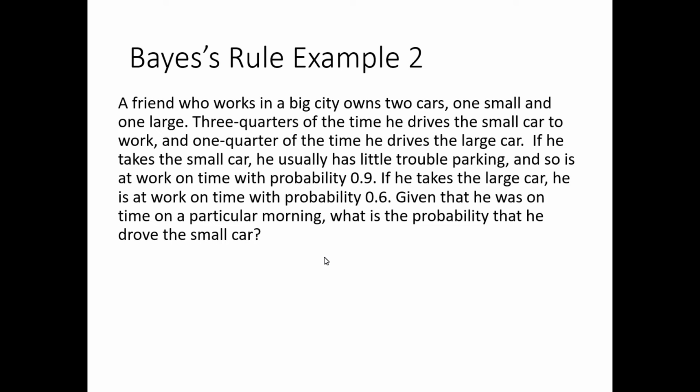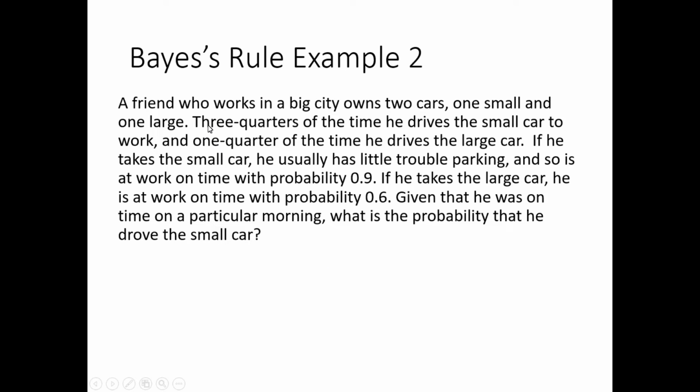So we have a few numbers here that we've got to pull out. Specifically, there are 4 numbers that we're always going to need at least, maybe more if there's more than one alternate possibility. In this case, we only have 2 cars that he can take, the small car and the large car. We only have 2 outcomes that can happen: he's late or he's on time. There are only 4 total numbers that we're going to need here.